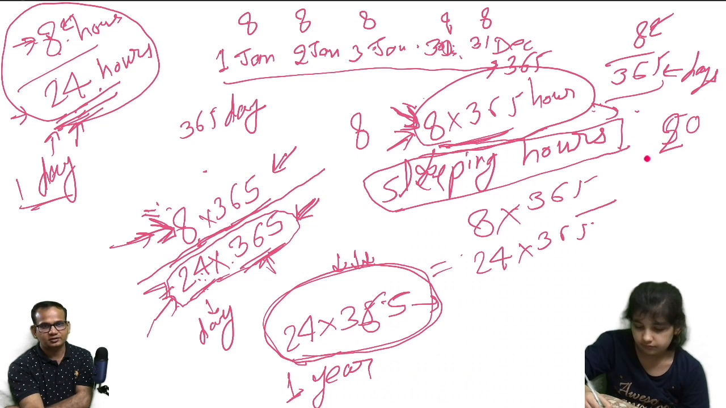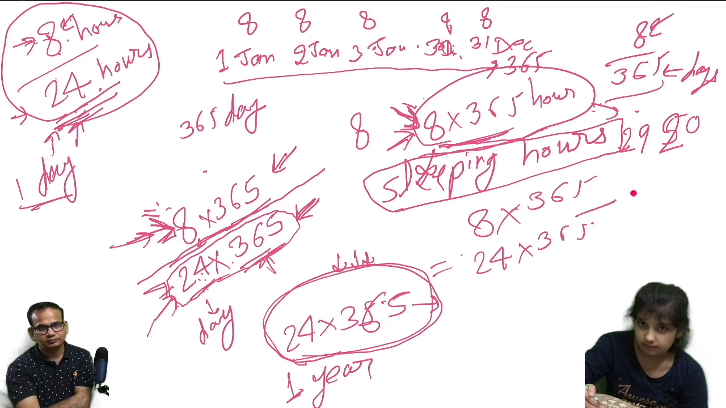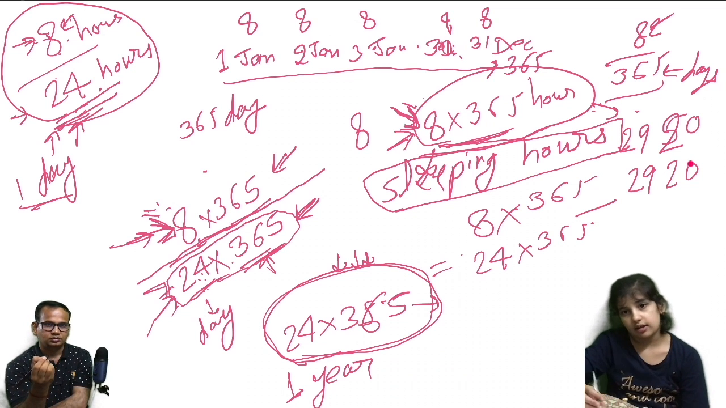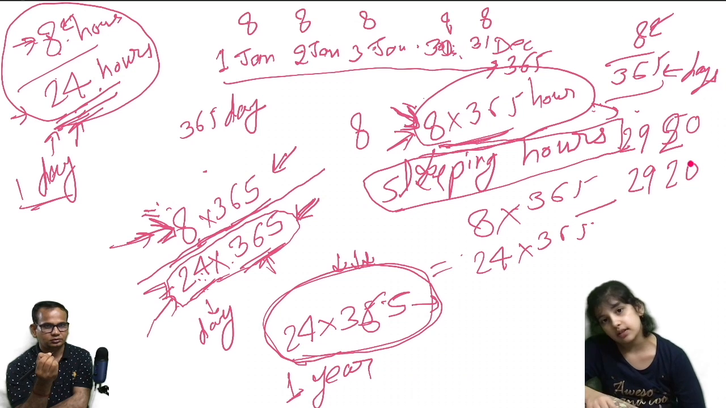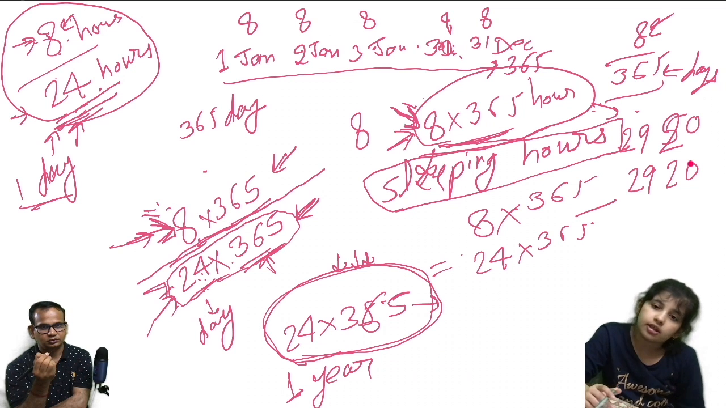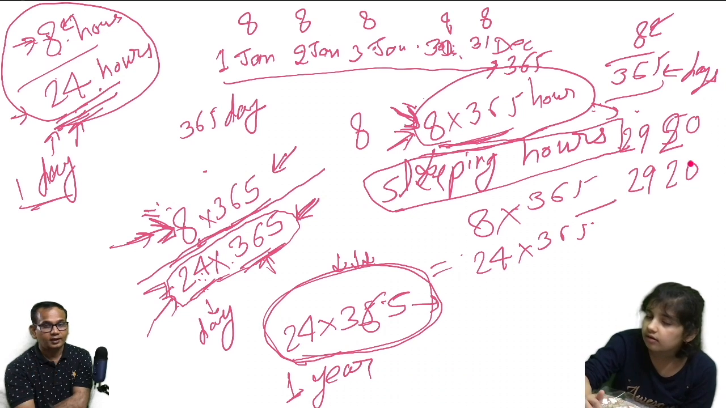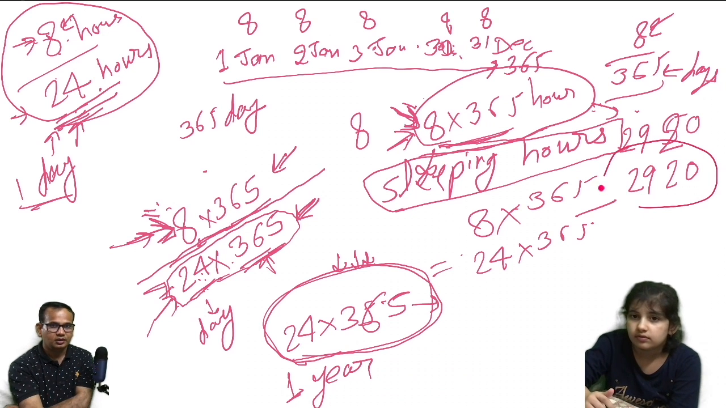Let's see who multiplies first. I have already multiplied. 2920. So we sleep 2920 hours in a year. Yes, fine. In a year we sleep these many hours.